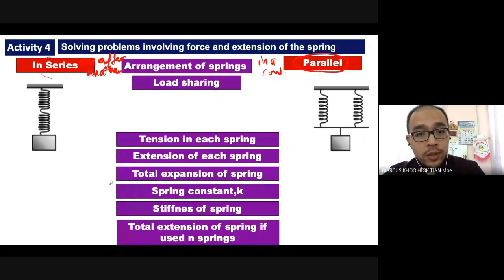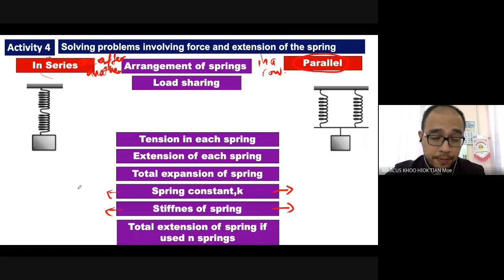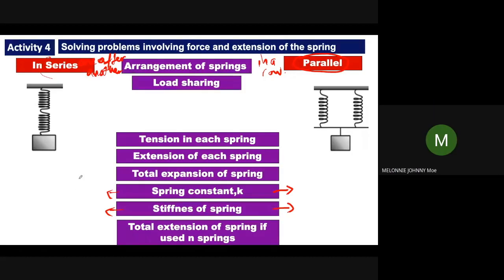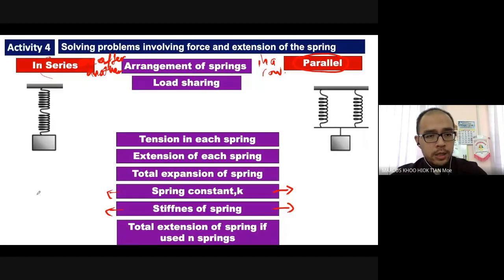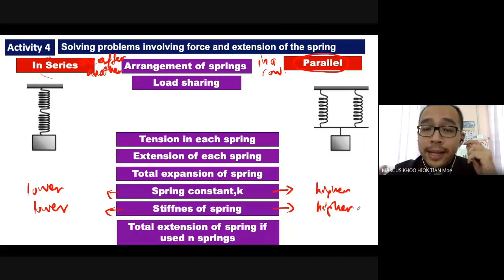And just now kamu sudah cakap, okay, the spring constant and the stiffness of the spring for parallel and for in series. What is it? Anybody? Is it higher, lower? Spring constant for series is lower, so the stiffness is also lower. Manakala spring constant for parallel is higher, so the stiffness of the spring is higher. Cuma dia less elastic. Okay, don't forget that lah.